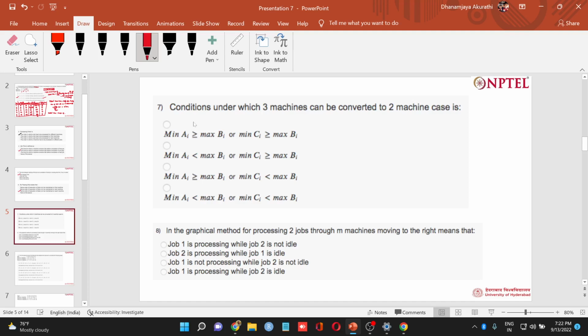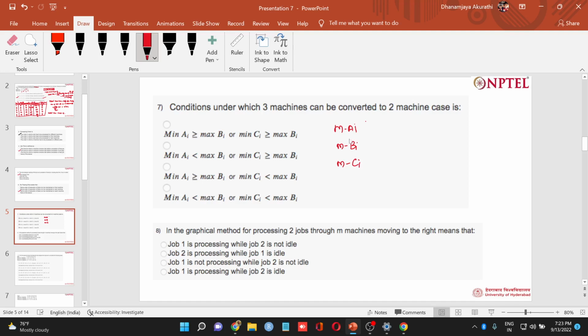If anyone knows, here AI, BI, CI are the 3 missions. Mission AI, mission BI and mission CI are the 3 missions. Then what is the criterion to convert the 3 missions case into the 2 missions case? And assume that there are n jobs.